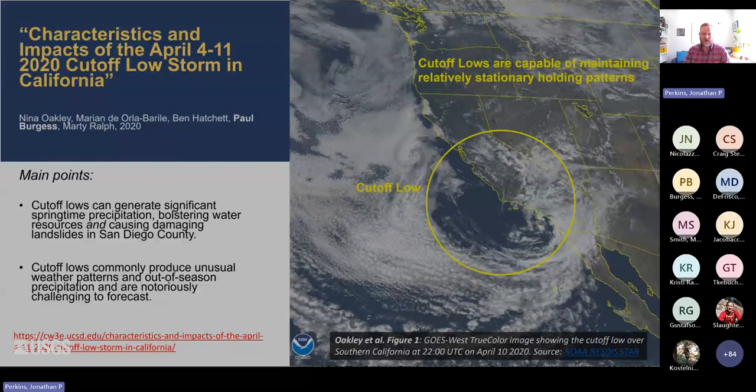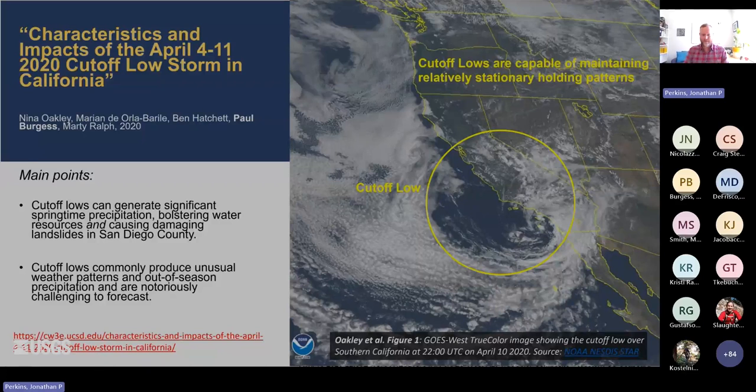A lot of this work was originally done by Nina Oakley and Paul Burgess, and it acts as a really nice case study to illuminate this process. And also highlight the fact that not every landslide-inducing storm in California comes from an atmospheric river.